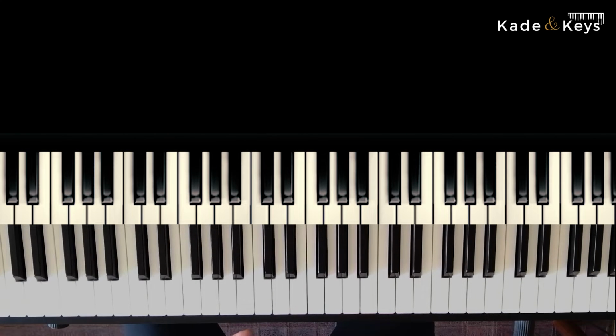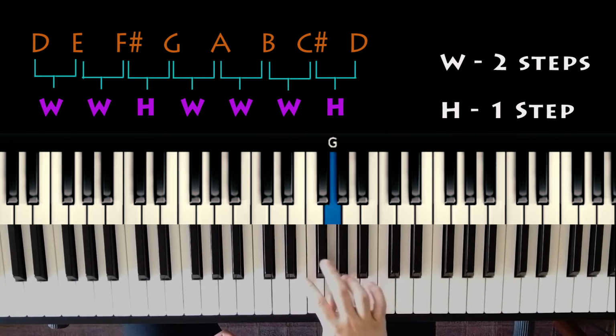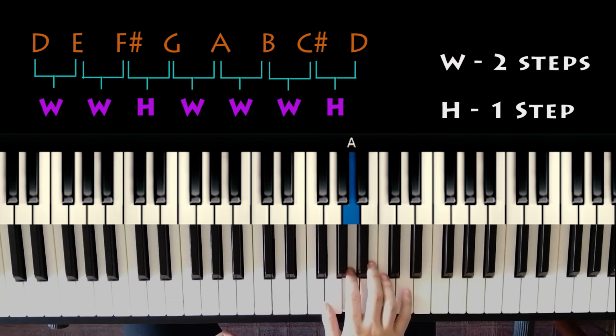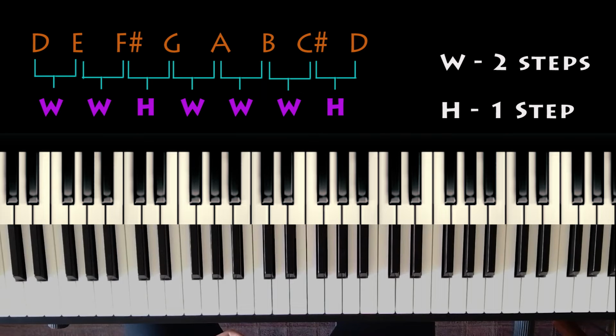Now when you say a song is in the key of D major, you're basing the notes on the scale of D major. And as long as you know the pattern, you're always going to get it. Whole tone, half tone, whole tone, whole tone, whole tone, half tone. D, E, F sharp, G, A, B, C sharp, D.